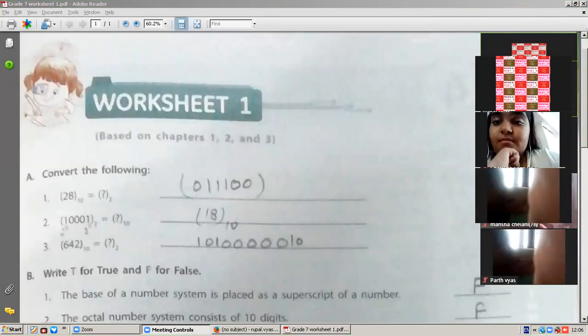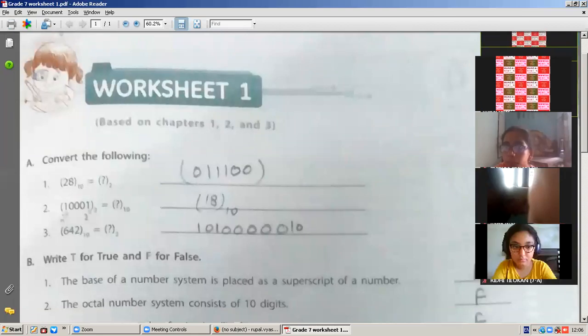Okay, so let's discuss. Today we are going to discuss the worksheet. This is worksheet 1.